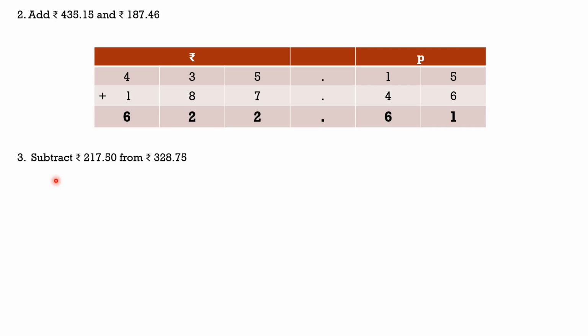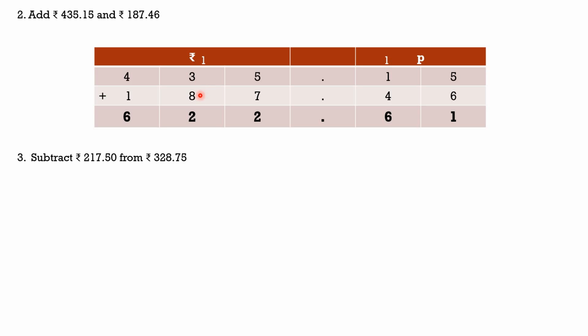The next one is add rupees 435.15 and add rupees 187.46. So we have to add these both numbers. So when you add these both numbers, 5 plus 6 gives you 11. Carry 1, 1 plus 4, 5 plus 1, 6. Bring the point down as it is. 5 plus 7 gives you 12. So carry over 1 and write 2 in the answer.